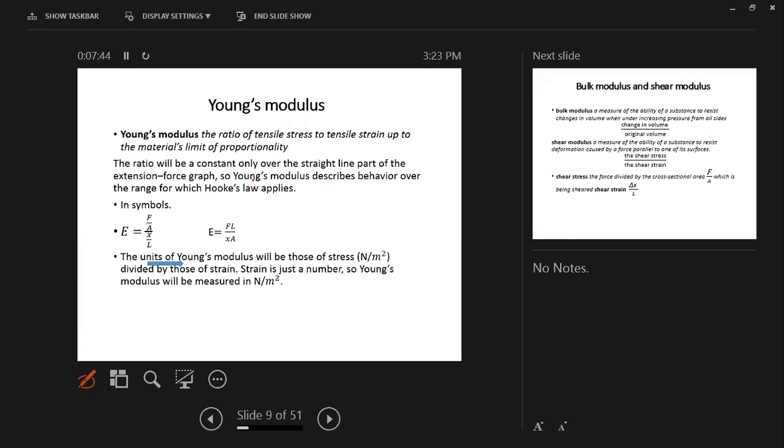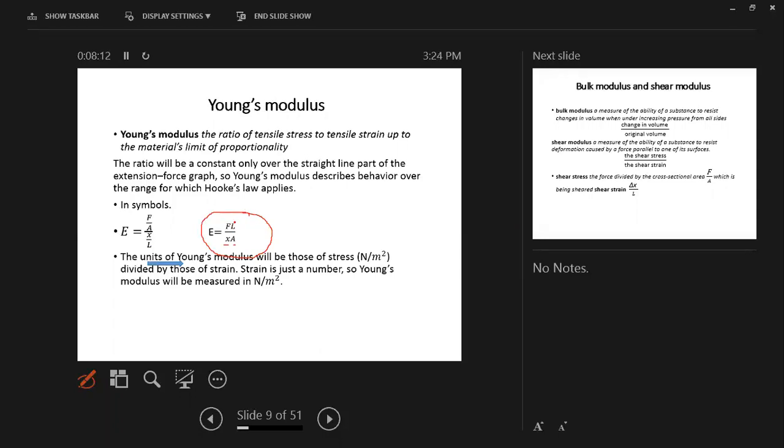So let's talk about Young's modulus before talking about bulk and shear modulus. Young's modulus tells us the ratio of tensile stress divided by tensile strain. Okay. So in order to find Young's modulus, we are going to use this formula. Force times original length of the object is going to be divided by the amount of extension times area of the object. So this is going to give us Young's modulus.